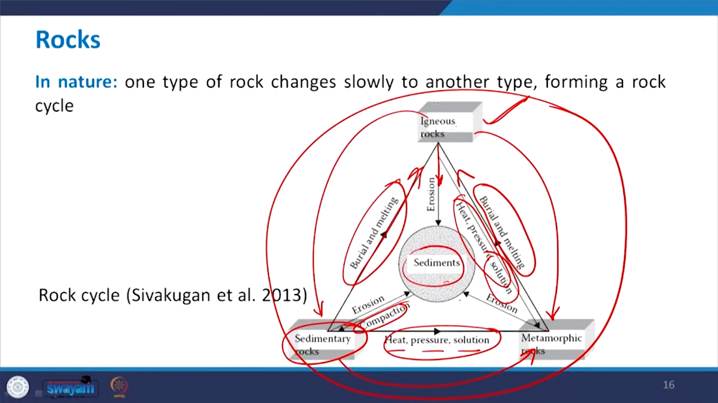So why are we calling this a cycle? Because one rock gets converted to another rock, and that other rock can again get back to the previous type of rock and therefore it completes the cycle. So this is what is called the rock cycle.